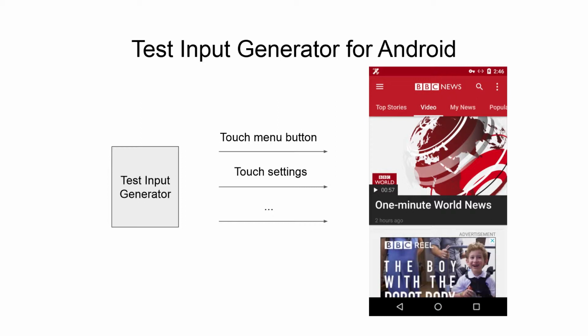Given an app, the test input generation policy of a test input generator determines the test input sequence generated, and the test input sequence determines the effectiveness, for example, coverage, of the test input generator. Humanoid is a test input generation policy that is learned from human usage traces.